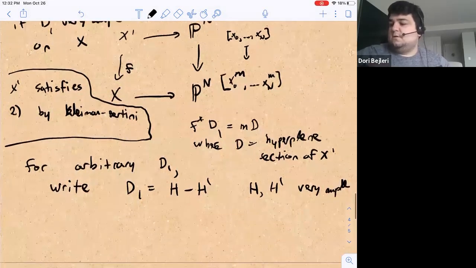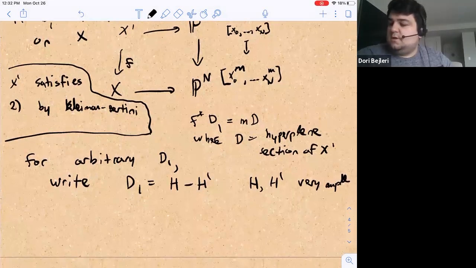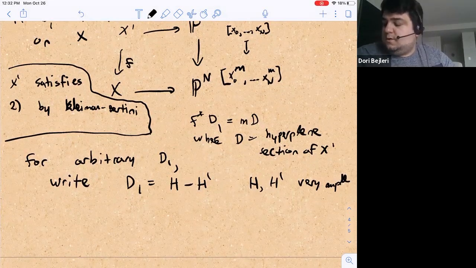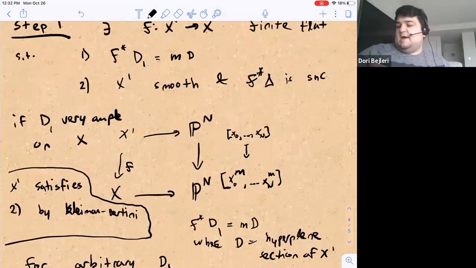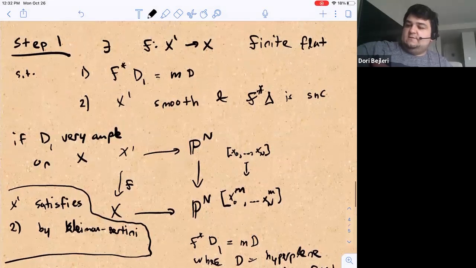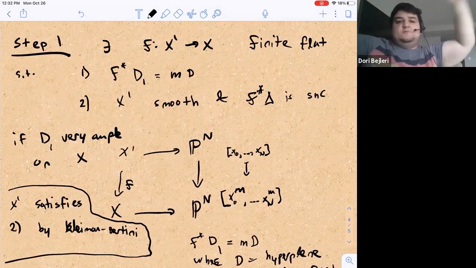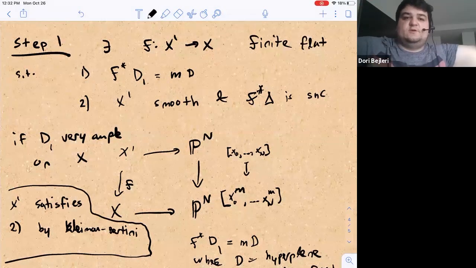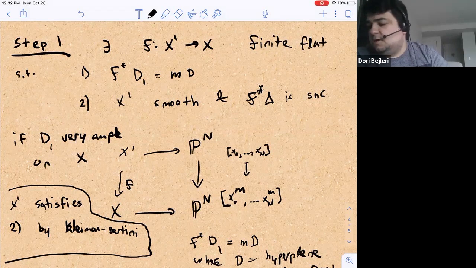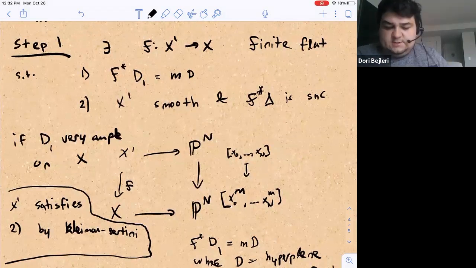And apply this to each of these. Okay, so that gives us such a cover. And again, by this Kleiman-Bertini, we get that each of the other divisors are also going to be in generic position, after applying some automorphisms, and so they'll also get pulled back to smooth components that still intersect normal crossings. Okay, so that's step one. This lets us clear denominators.